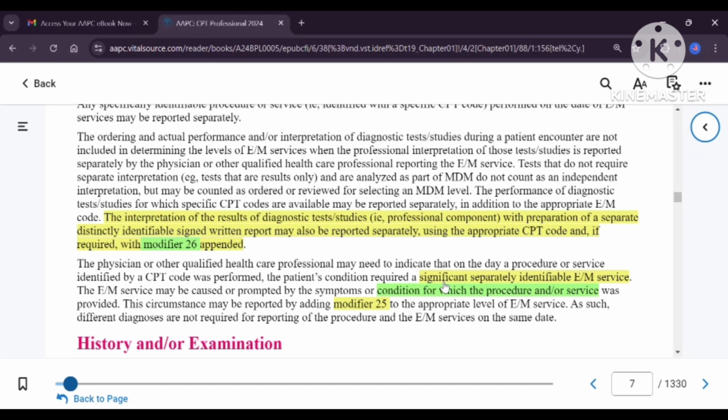So in addition to this E&M service, for the interpretation and report of that X-ray, I will be reporting a 7 series code from the radiology chapter, and along with it, I will be using modifier 26. So what is this modifier 26? Modifier 26 will be used for interpretation and report by a professional or a doctor. So this is mainly used for the professional service of the doctor, and for the reporting and also the interpretation of the X-ray, I'm using this modifier 26 with the radiology chapter code. So that is how we will be reporting separate services.